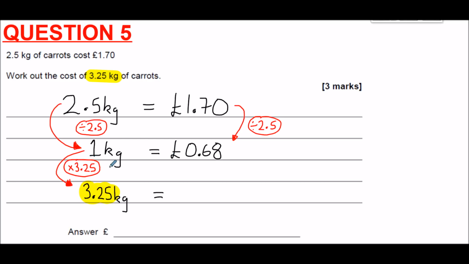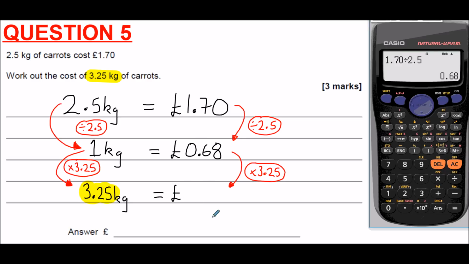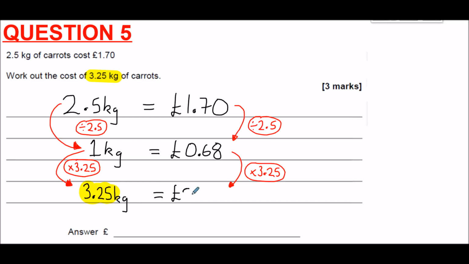But the same way as what we did before, what we do to one side, we need to do to the other as well. And so, if we've multiplied this side by 3.25, we also need to multiply the cost by 3.25 as well. And so the cost of 3.25 kilograms of carrots will be 0.68 multiplied by 3.25. And that comes to £2.21. That's our final answer, £2.21.